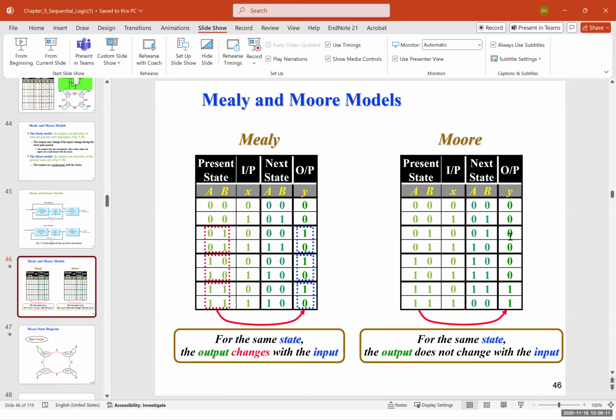So again, we have the same inputs and the present state, and the output does not change. But in the Mealy model, because of the synchronous issue, it may change with the input.